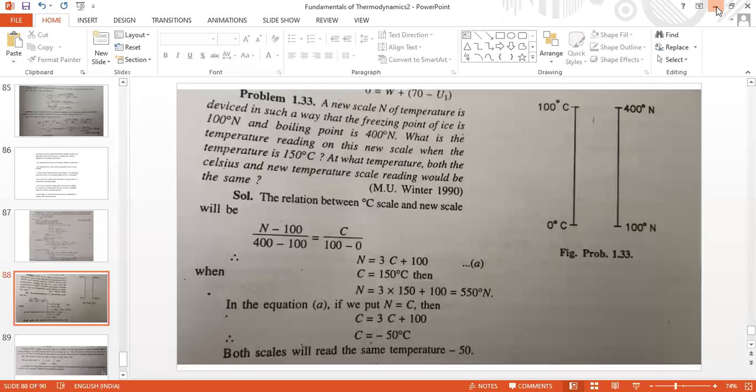In both the arms, we have a liquid called mercury. So this black color has been used for mercury. You have a flexible tube which is wrapped around these two arms, making it a U-tube manometer.